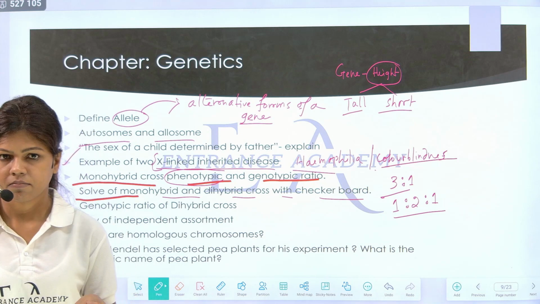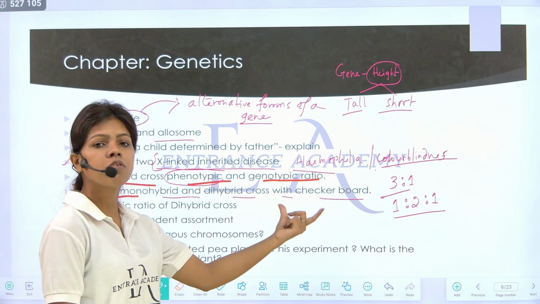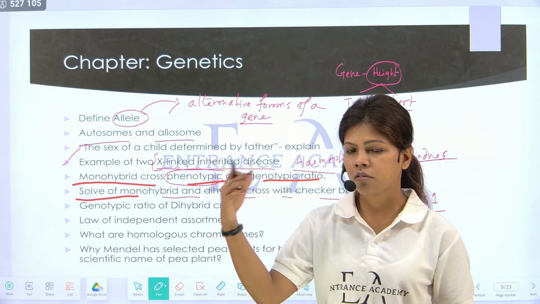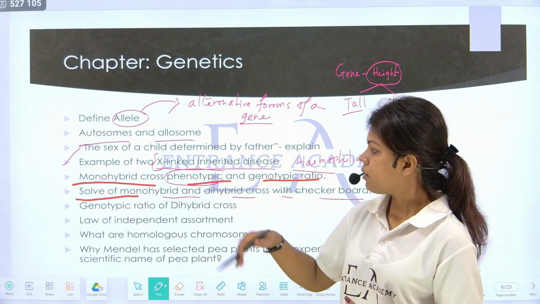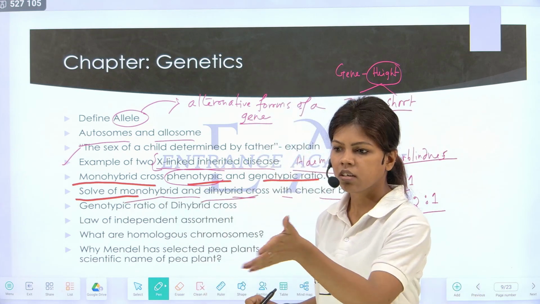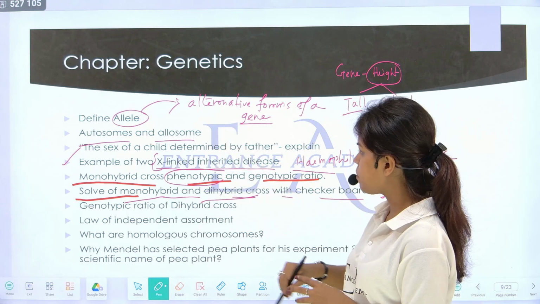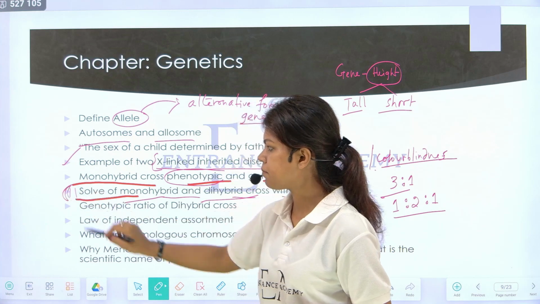Next, solve monohybrid and dihybrid cross with checkerboard. Section B, 5 marks questions can come from this part. A condition will be provided on the question paper and you have to solve this by using the monohybrid or dihybrid cross given on the question paper. So this is very important. It can come as a whole in section B.